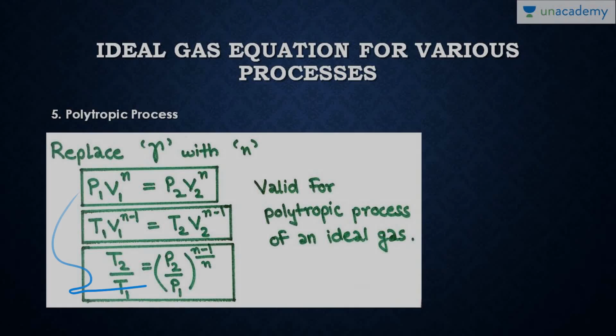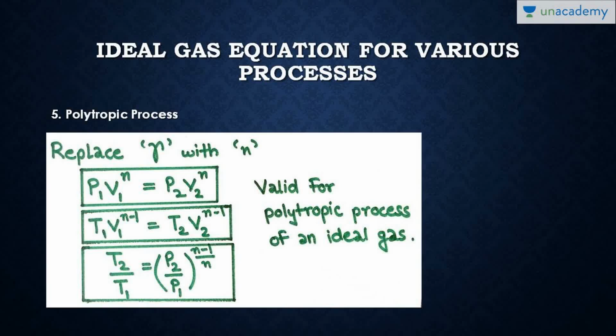The next is a polytropic process. The results are same as adiabatic. See, polytropic and adiabatic, the results are exactly the same, just you have to replace gamma with n. P1 V1 raised to power n is equal to P2 V2 raised to power n, T1 V1 raised to power n minus 1 equal to T2 V2 raised to power n minus 1, T2 upon T1 is equal to P2 upon P1 raised to power n minus 1 upon n.